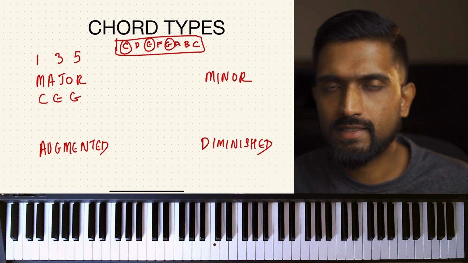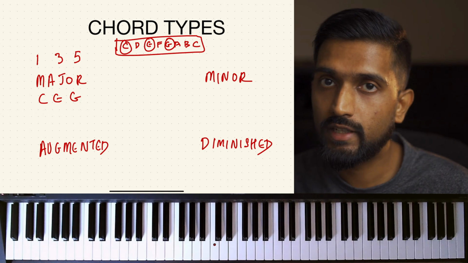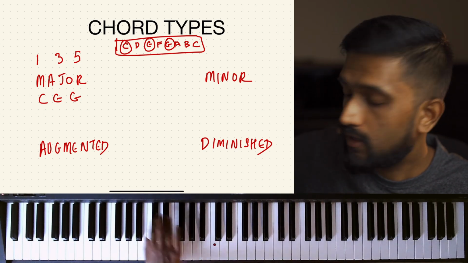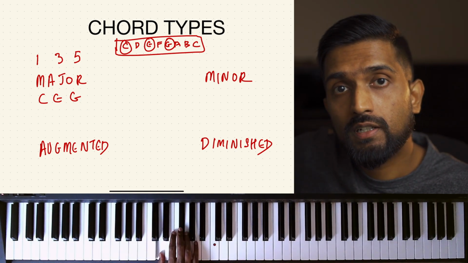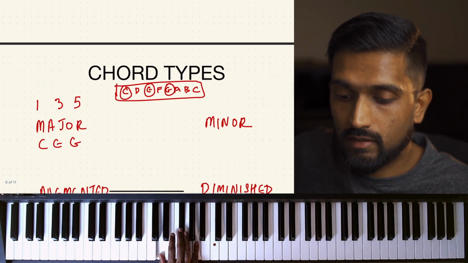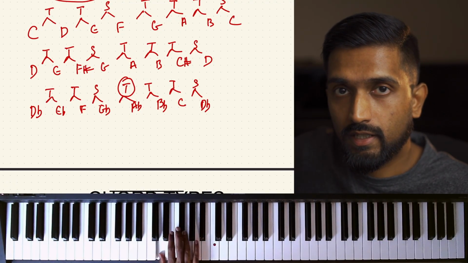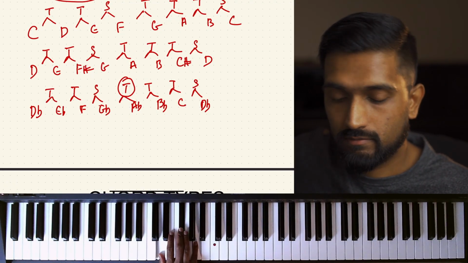So you go to any scale. Let's say I want to know the notes of the D major chord. So you go to the D major scale and take the first, third, and fifth notes. We did do the D major here. So what are the first, third, and fifth notes? It's D, F sharp, and A.